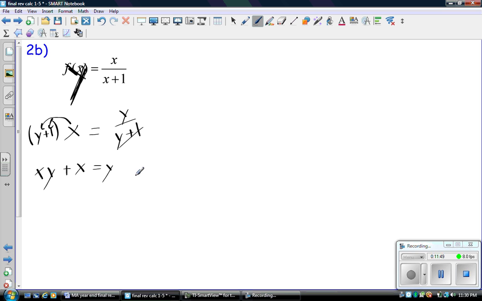My y's are on different sides. It'd probably be smart to get them on the same side. So I'll minus this xy over here. So I'm left with x equals y minus xy. Okay. Y is in 2 spots here, but it's a common factor. I can factor it out. So this is y. If I factor a y from this, I have 1 left. If I factor a y from this, I have x.